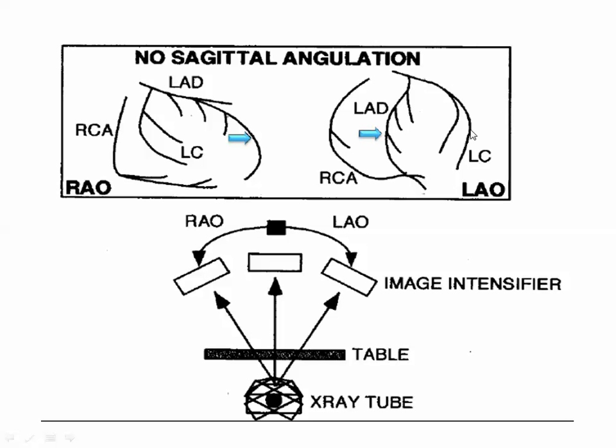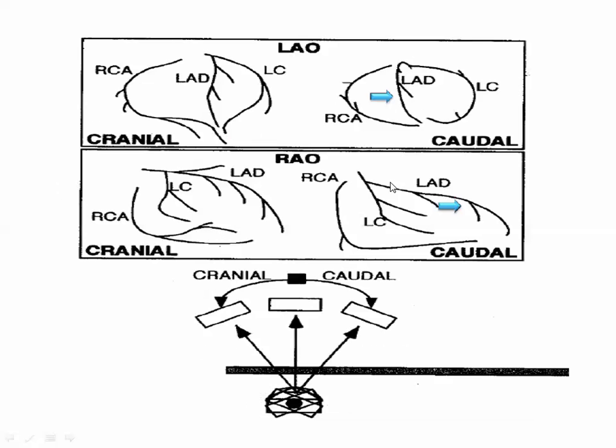And here's the LCX. What's this? OM. And what's this? OM. This is the RCA, the continuation of the atrioventricular groove. While here the atrioventricular groove is perpendicular to you, here the interventricular groove is perpendicular to you.